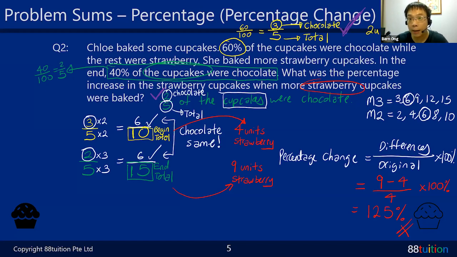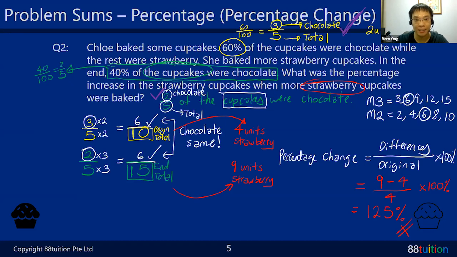You're right. But remember the increase, the differences, which is the 5 units, must be over the what? The original strawberry, because you're comparing on the strawberry alone. You're not comparing with the total. So the differences, 9 minus 4, or 15 minus 10, the 5, is the differences in terms of strawberry. Over the what? The original strawberry is still the 4 units. So 5 over 4 times 100% is still like that.